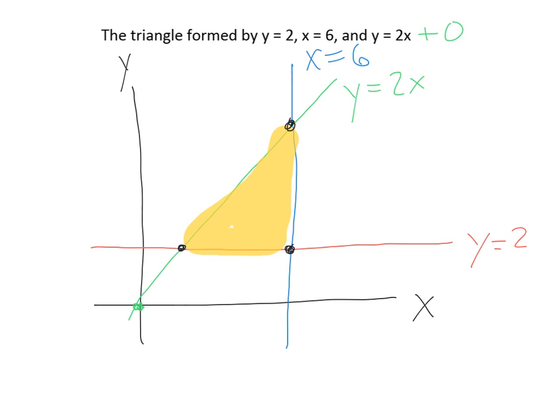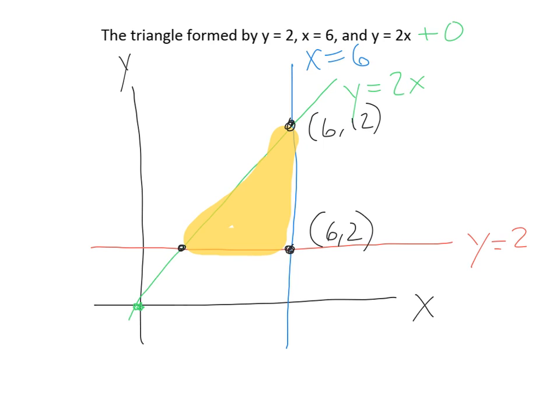Okay, so the bottom right one's going to be the easy one because I already know the blue line is where x equals 6 and the red line is where y equals 2. So if I put that together, the coordinates here would be 6, 2. Then if I go up to the top one, again, it's on that blue line, so I know the x value has to be 6. What I'm looking for is, what's the y value there? This green line will tell me because I know that my x value is 6 at this point. So if I plug a 6 in there, it's going to tell me the y value. So 2 times 6 is 12.